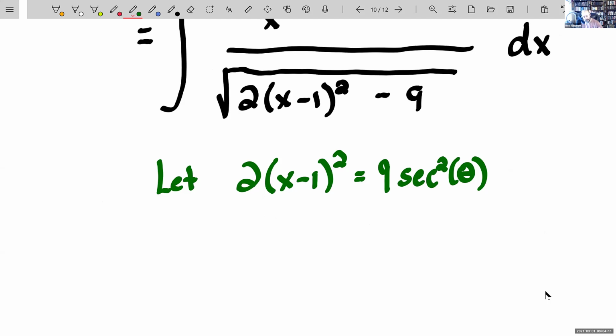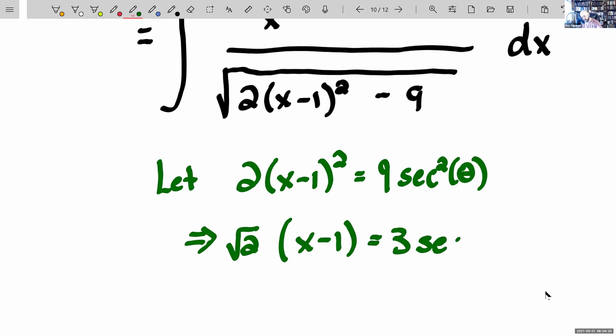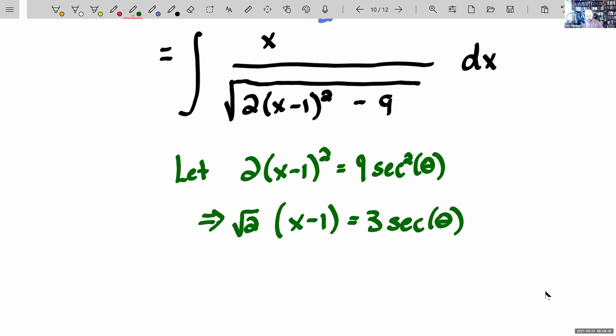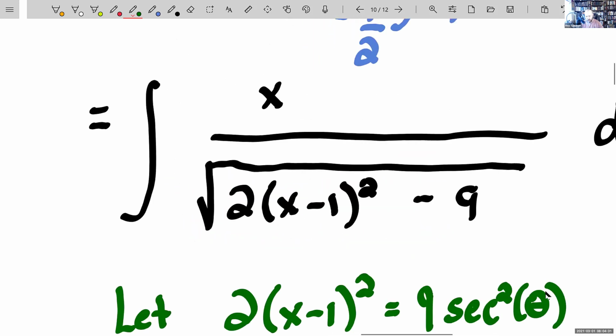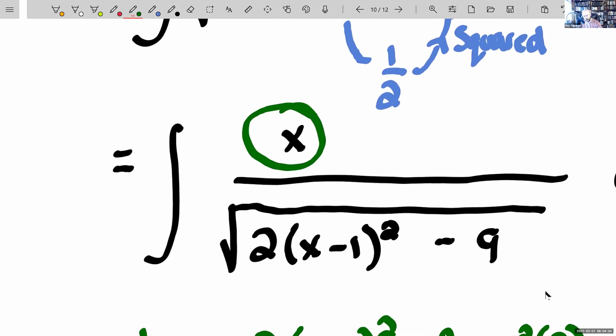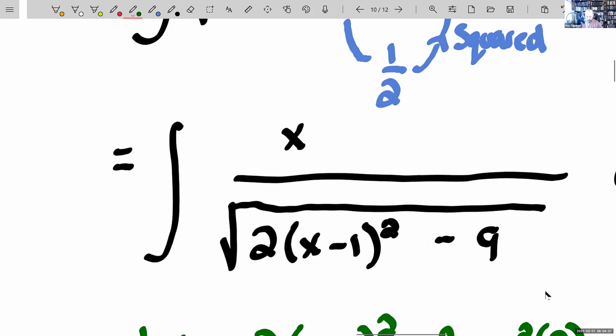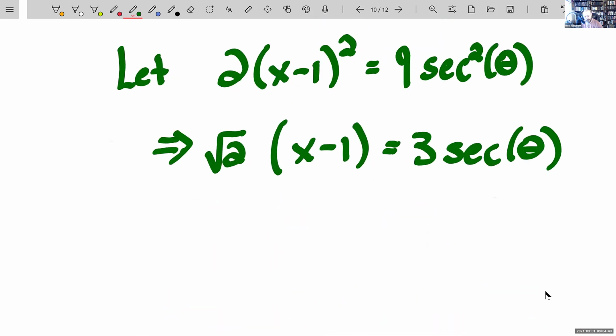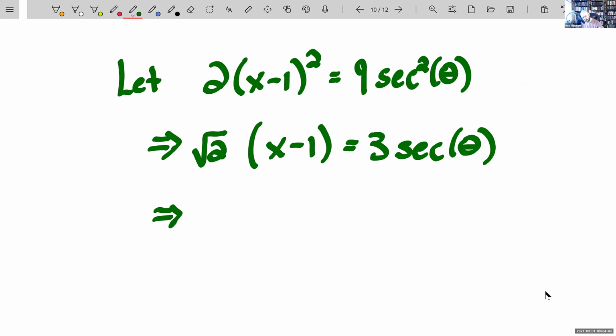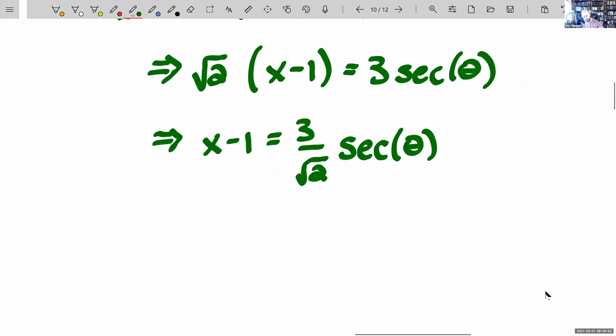And then you take the square root of both sides, and you say, oh, that implies the square root of 2 times the quantity x minus 1 is equal to 3 times secant of theta. A really nice way to do that. And then you can take the differential of both sides. One thing you'll note here, by the way, I have this lonely little x in the numerator. So that's going to have to be traded out. So I might as well just solve this for x right now. I'll go ahead and divide both sides by root 2, and then I'll add 1.